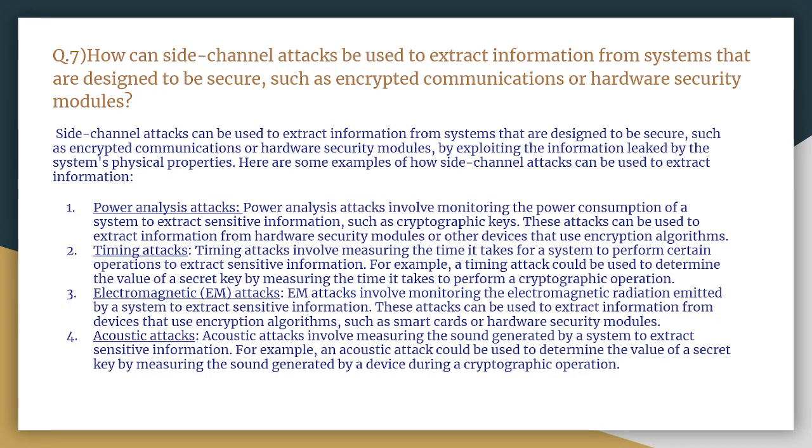How can side channel attacks be used to extract information from systems that are designed to be secure, such as encrypted communication or hardware security modules? Side channel attacks can be used to extract information from systems designed to be secure, such as encrypted communication or hardware security modules. Here are some examples of how side channel attacks can be used to extract information: power analysis attack, timing attack, electromagnetic attacks, acoustic attacks.